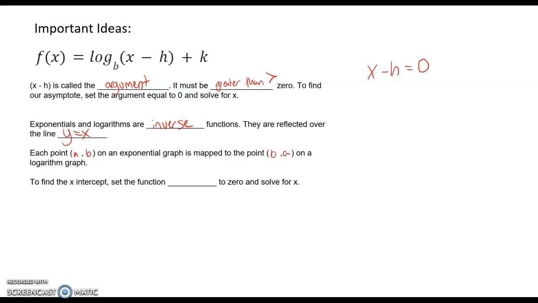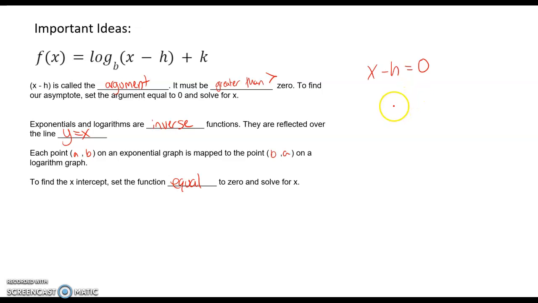And to find the x-intercept, which is the other piece, so we have our argument and our x-intercept, we set the entire function equal to 0 and solve. Now I want to go over a couple other things, part of your homework real quick, since we have this whole big chunk of time. There are some easy numbers that you can always find.